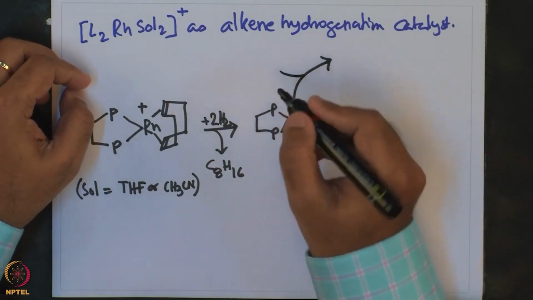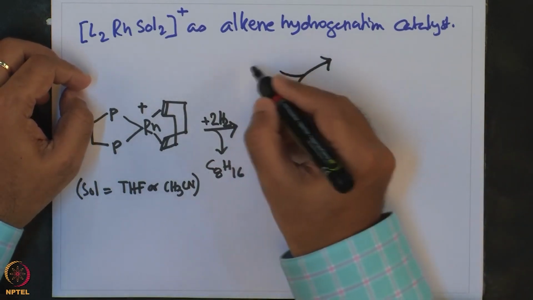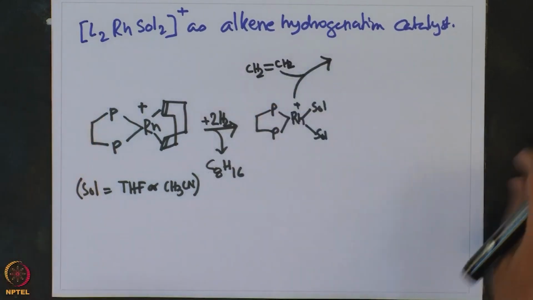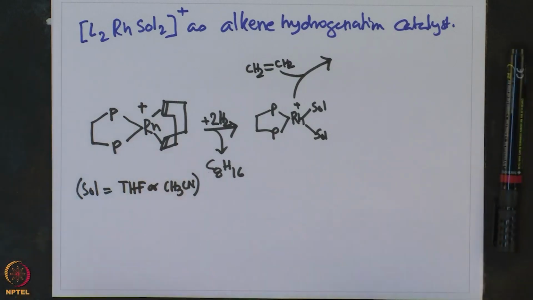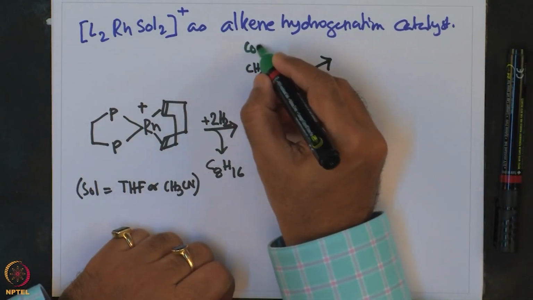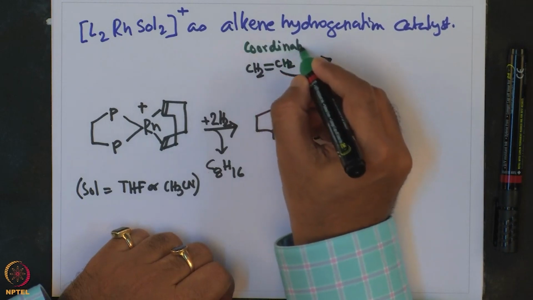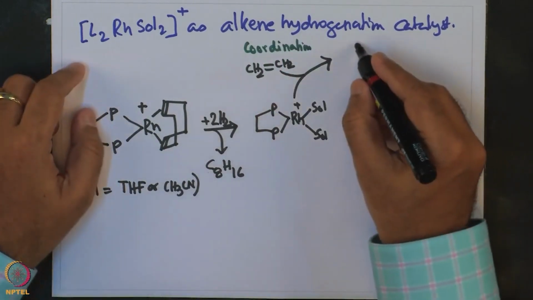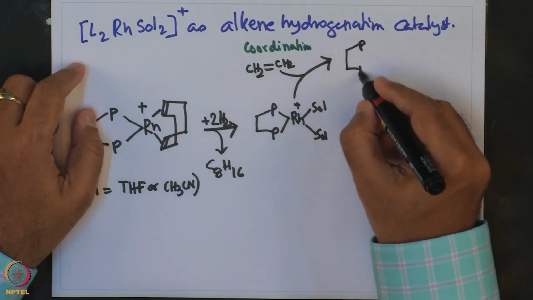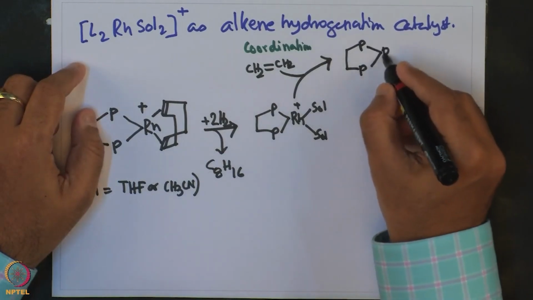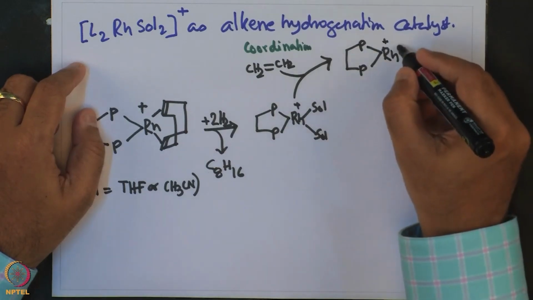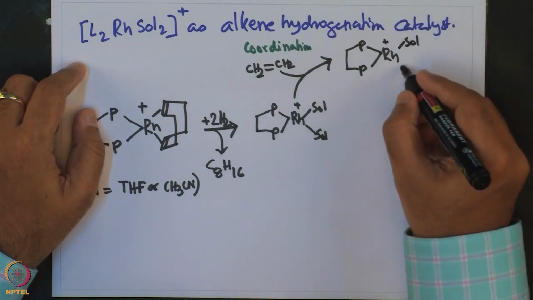That then binds to ethylene, the alkene, and this step is thus called a coordination step, giving the rhodium plus solvent complex.